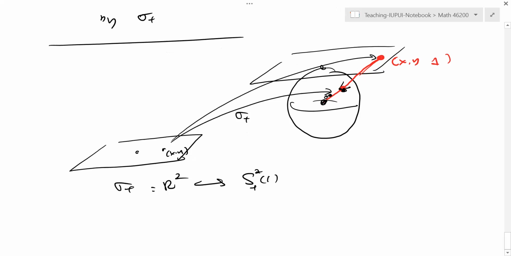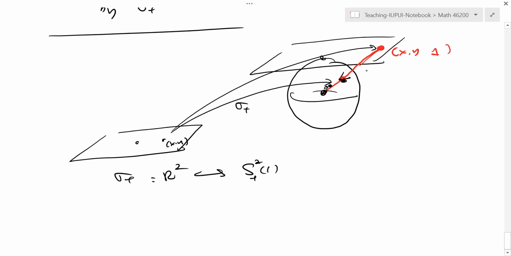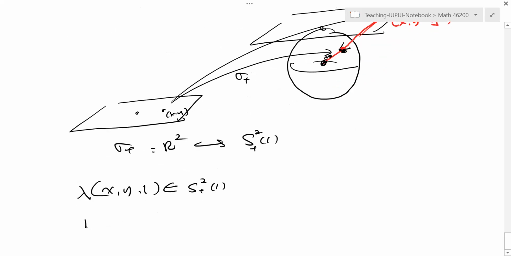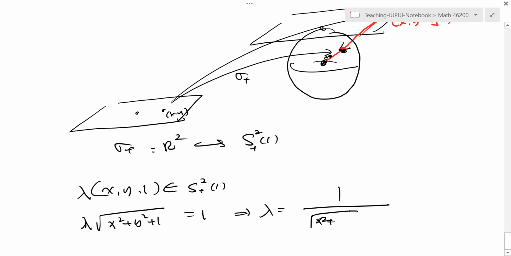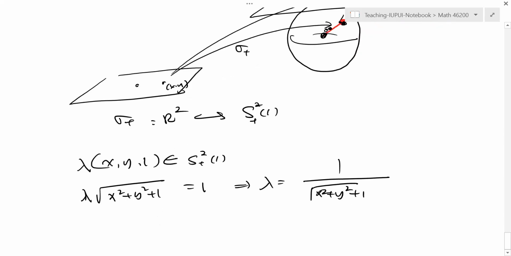Okay, so let's find out. How can I do that? Well, it's very simple. I just need to make sure this vector is on the sphere. So the difference between (x, y, 1) and the origin, multiplied by lambda, should be on the sphere. I just need to determine the lambda. Lambda is positive, right? So the square root of x squared plus y squared plus 1 should be equal to 1. So that means lambda should be equal to... okay. So I got my map.